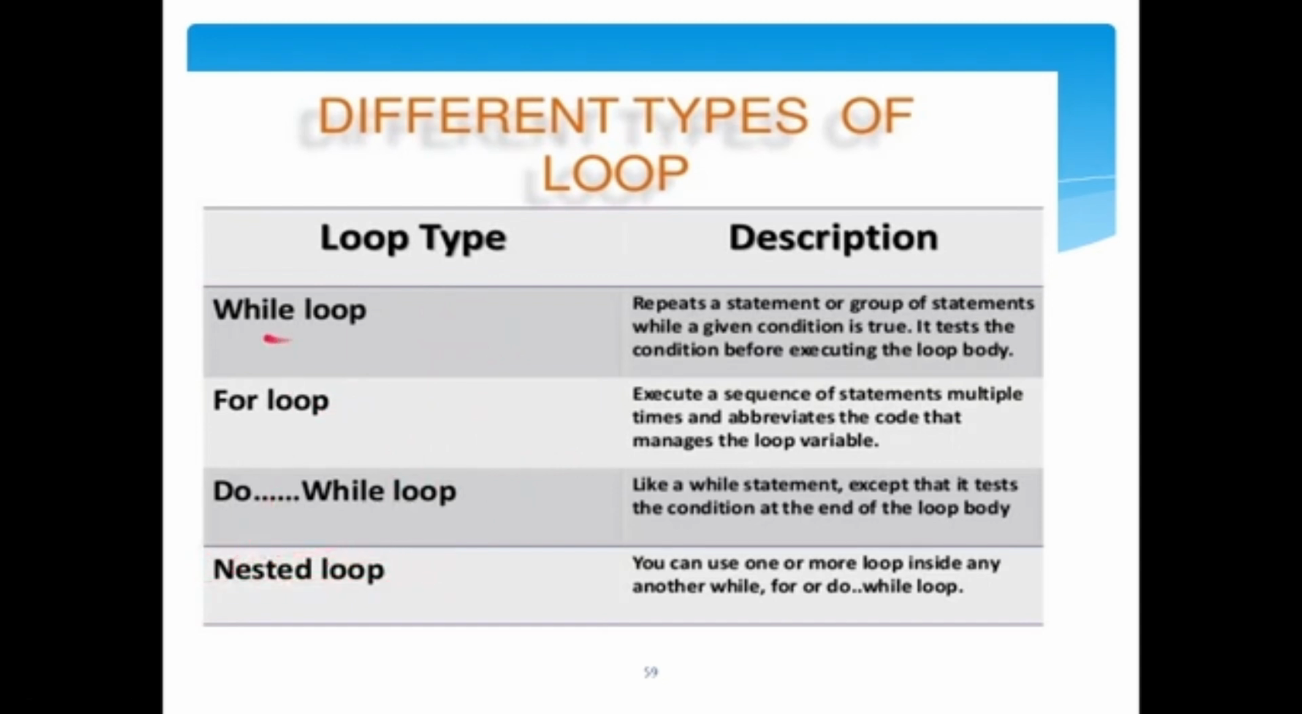So what is while loop? While loop repeats a statement or group of statements while a given condition is true. So under a given condition, it repeats a statement or a group of statements. The number of statements depends on the programmer, but if the condition is true, then it will repeat that statement. Simply we can say that it tests the condition before executing the loop body. So the condition is mandatory.